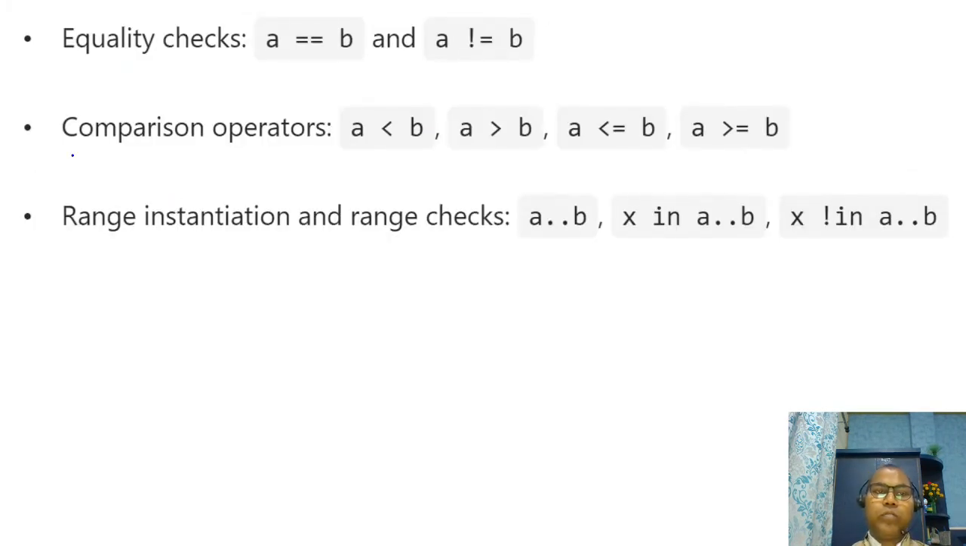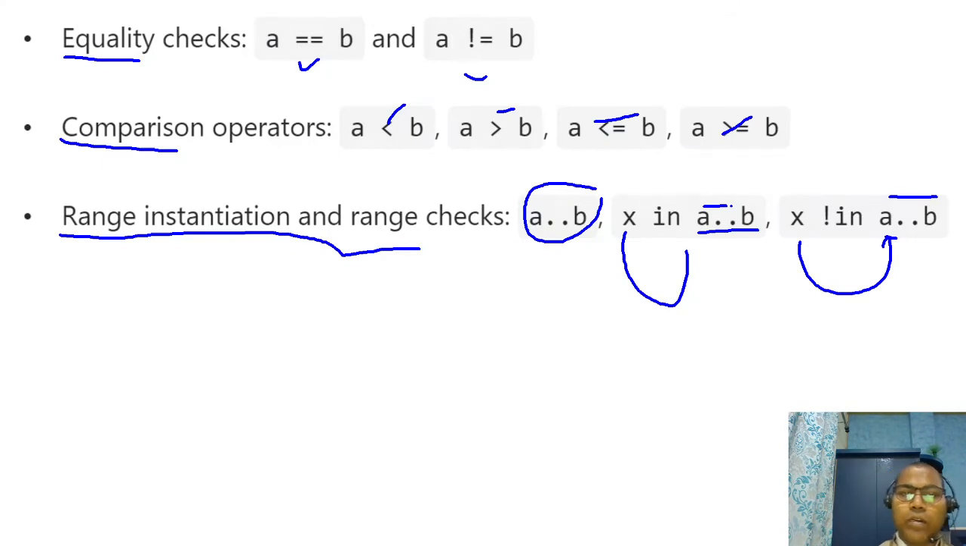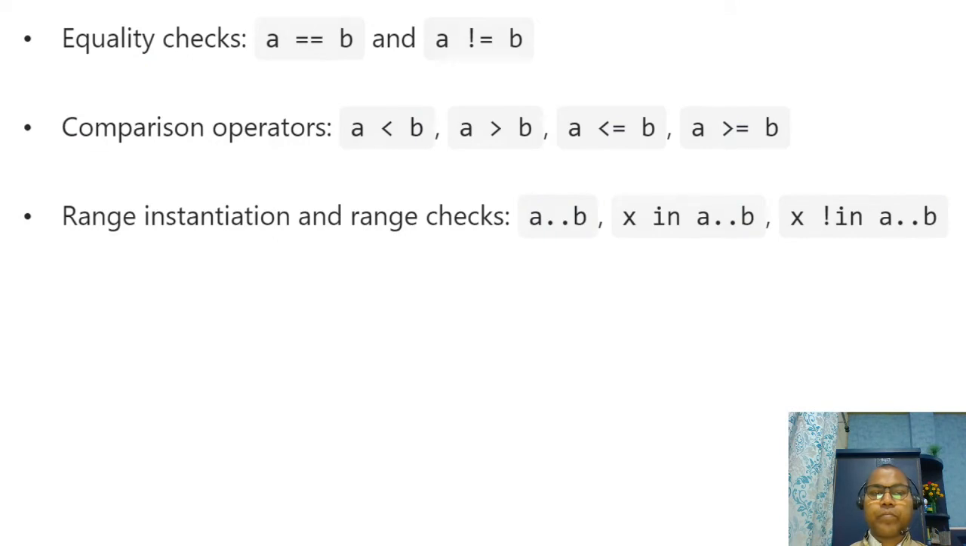These are also for your equality checks, comparison checks, range checks. These are the operators you can apply: equal to, not equal to, less than, greater than, less than or equal to, greater than or equal to. And this is the range a to b. You can say x in a to b, or x not in a to b. This is the range from a to b. So these kinds of conditions you can also use on all your number systems.